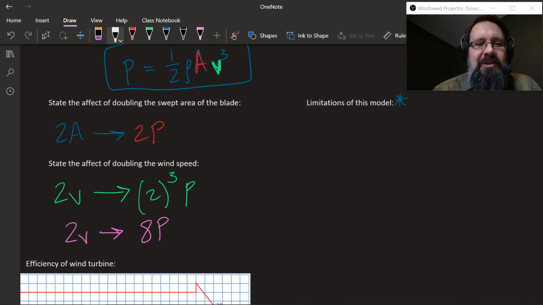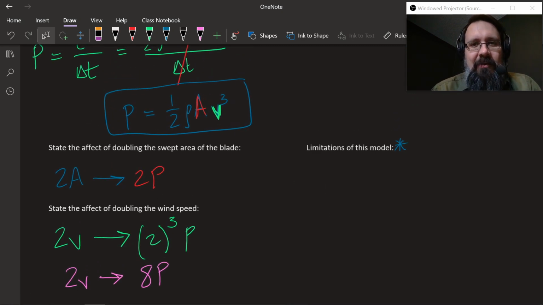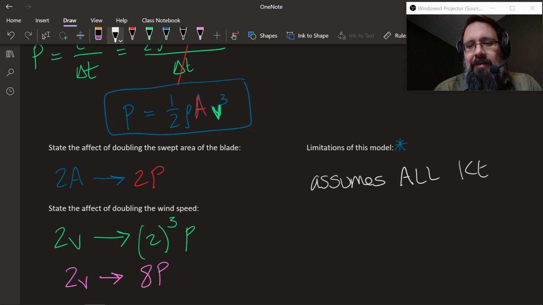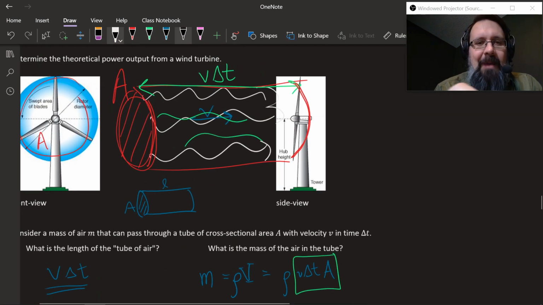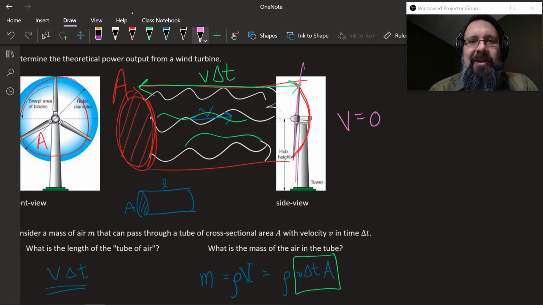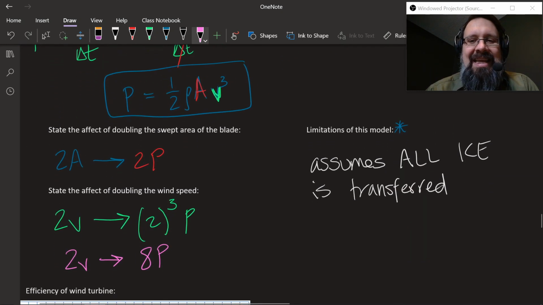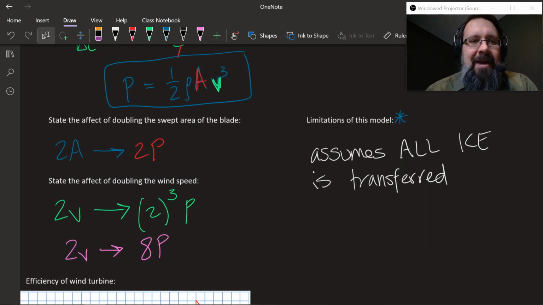All right, so what are some limitations of this model? My time just expired, so I'm just going to quickly finish this up. The limitations of the model are, number one, we were assuming all kinetic energy is absorbed, or transferred. What that would mean is that if the air was coming in at speed v, on the other side of the turbine the v would go to 0. And that's not realistic. The air isn't just going to stop flowing on the other side of the turbine. So this model was neglecting that, and we're going to get a bad answer from that.